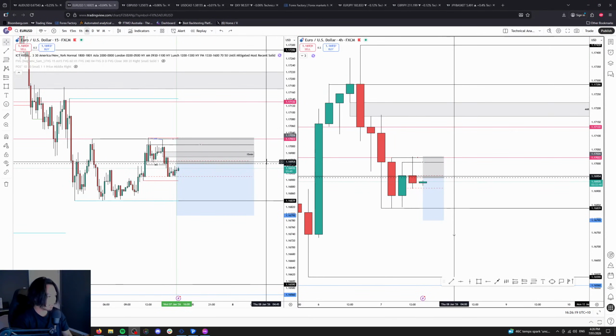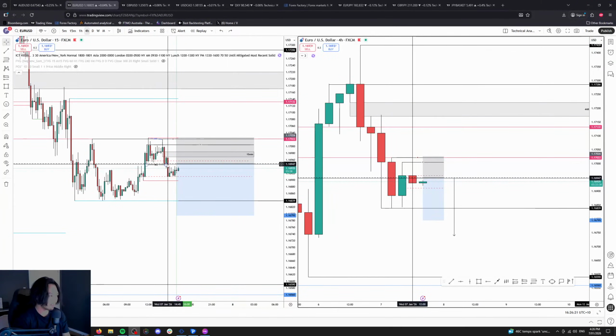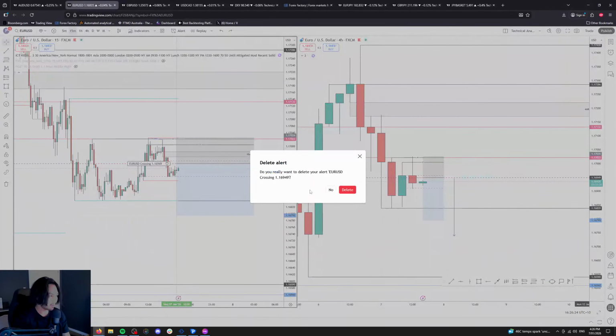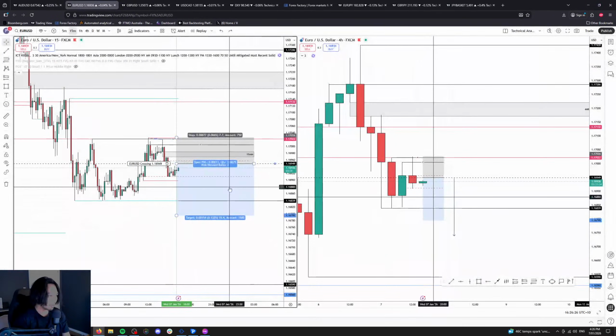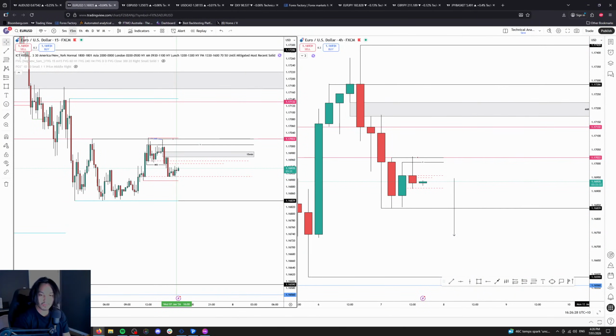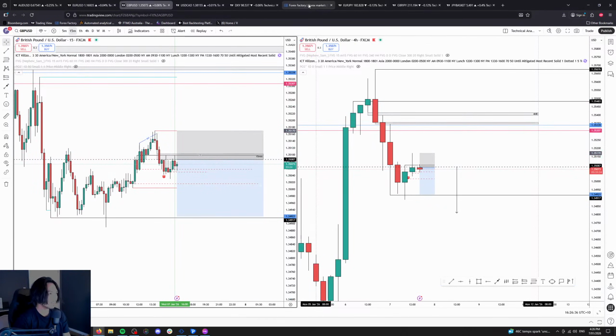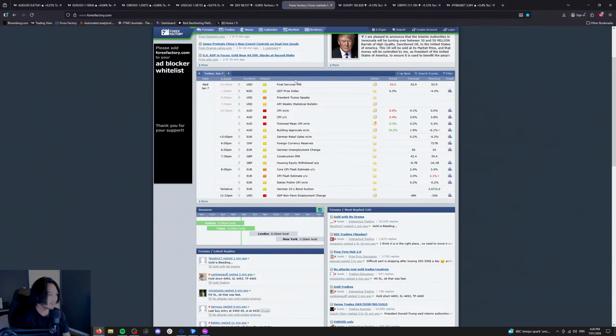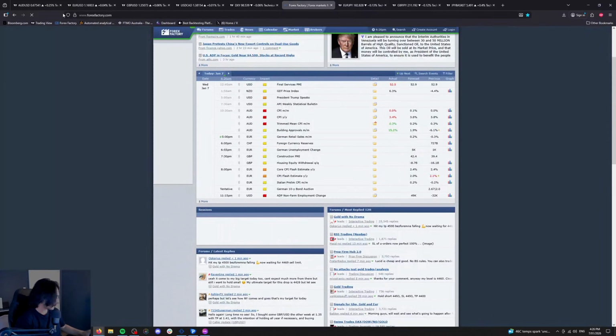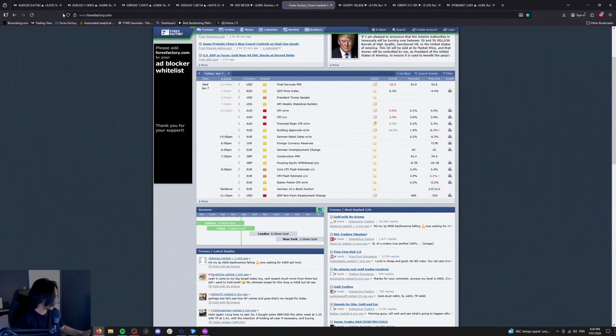I actually realized just then that Euro has a lot of high impact news today, so I'm going to delete my order. There's just some discrepancy between Forex Factory and my FX book. So I'm just looking at my FX book on my other computer.